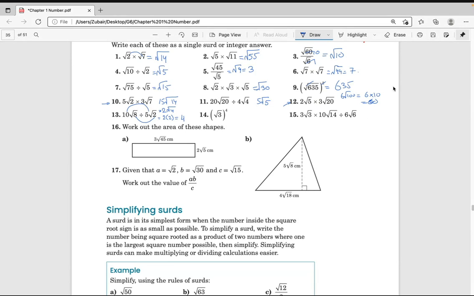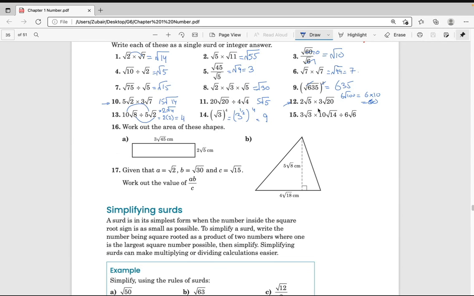Haris, 14th. We can also write this number in this way. It will be 3 into 3, 9. Yes.